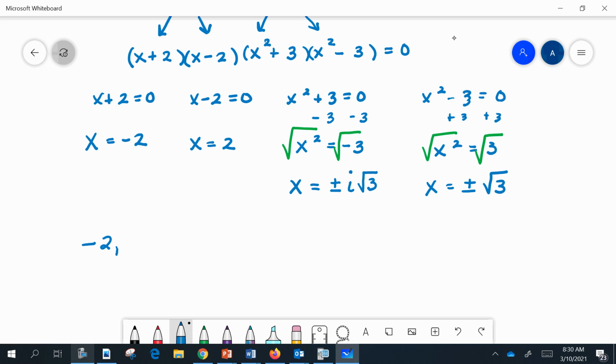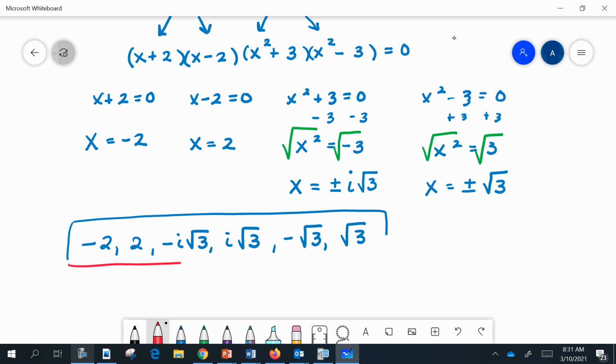So what are all of these 6 solutions? One of them is -2, one of them is +2. We got that from the first 2 factors. One of them is negative i square root of 3, the other is positive i square root of 3. We got that from right here, okay? Then from our last factor, we're going to have x equals a negative square root of 3 and a positive square root of 3. And that is all 6 solutions.